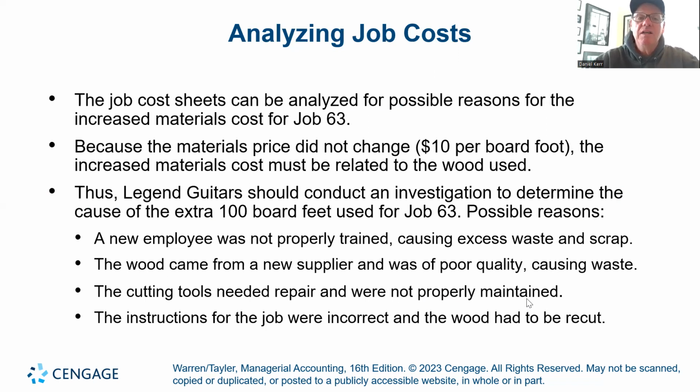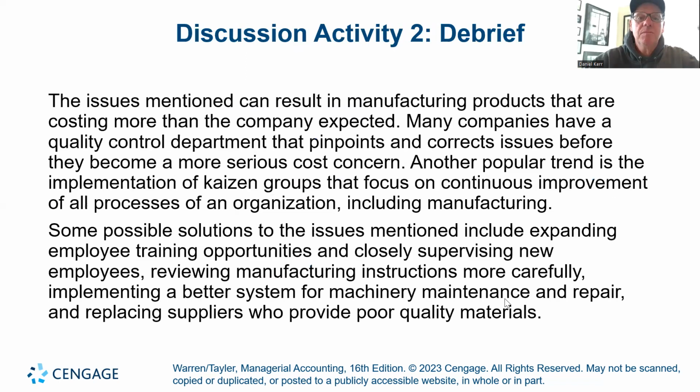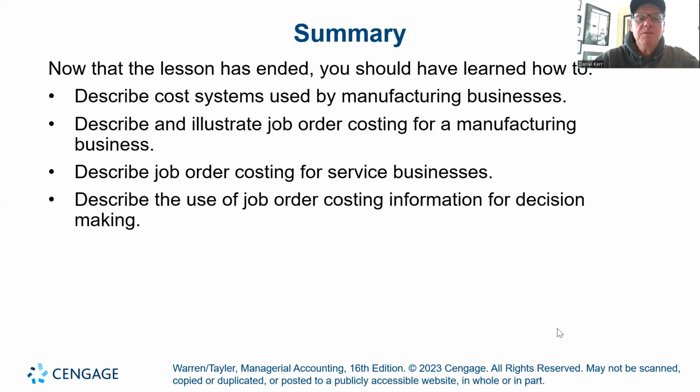So the point here in terms of analyzing costs is, if you find a significant difference in comparing jobs, you ought to investigate why the costs are higher. These are some of the possible explanations. Okay, so in summary, at this point, you should be able to describe the cost systems used by manufacturing, and again, that's the process. We use the job order cost cards to keep track of materials, labor, and overhead. You ought to be able to illustrate the job order costing for a manufacturing business.